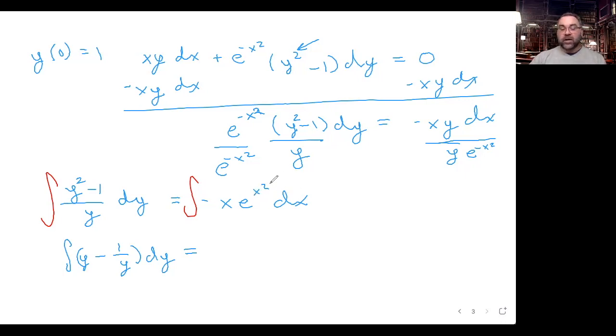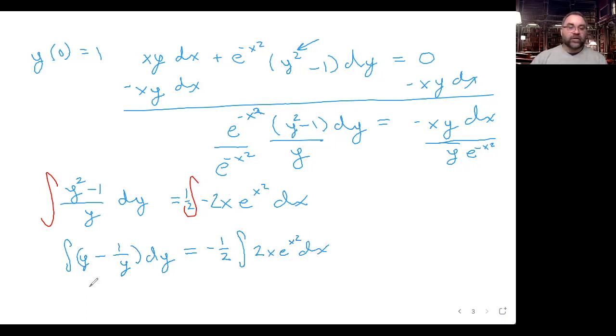Let u equal x squared. du then is 2x dx. The negative is really not necessary, so we'll put that out front. That's just e to the u then, right? And now we can go through our integration step here.